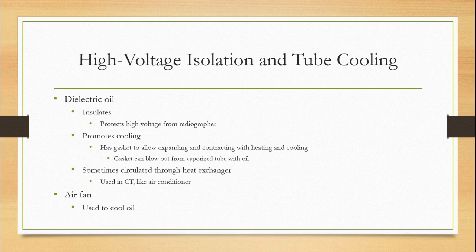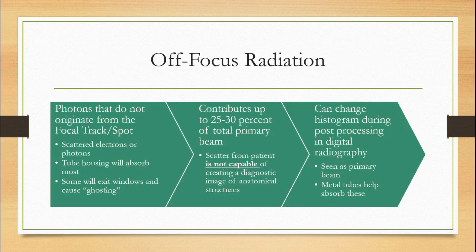Sometimes the oil is circulated through a heat exchanger. Now we use that in CT. It's like an air conditioner that it's filtered through to help keep it cool. On our units in X-ray, we have a fan, and you can hear the fan in clinic. So we use it to cool the oil, because the oil pulls the heat out of the X-ray tube, and then we use a fan to help cool the oil.